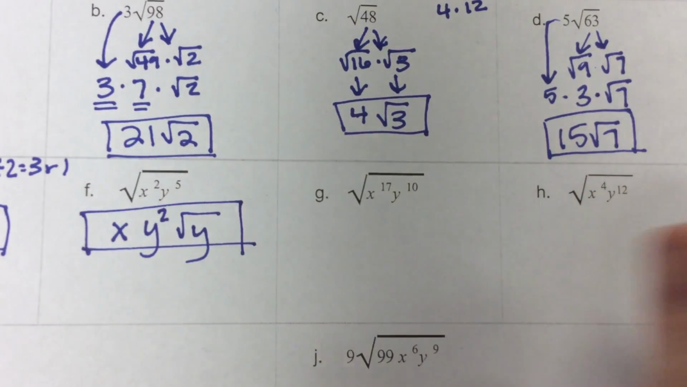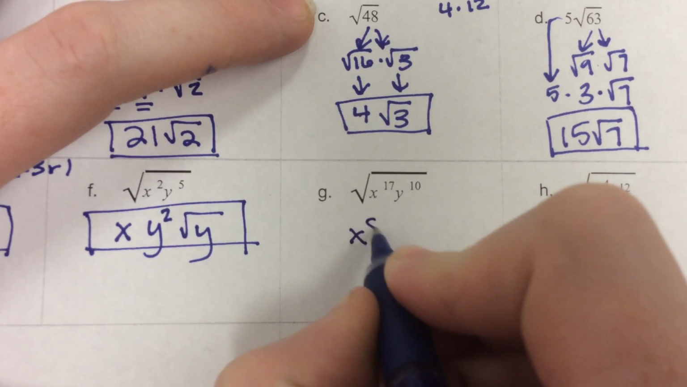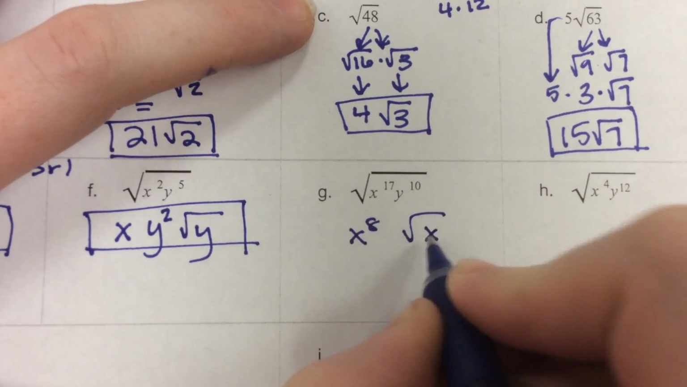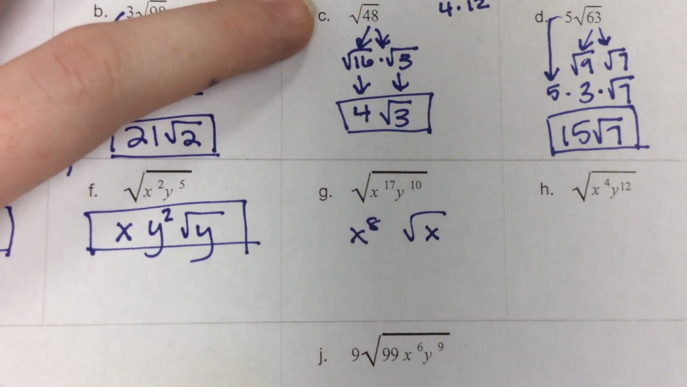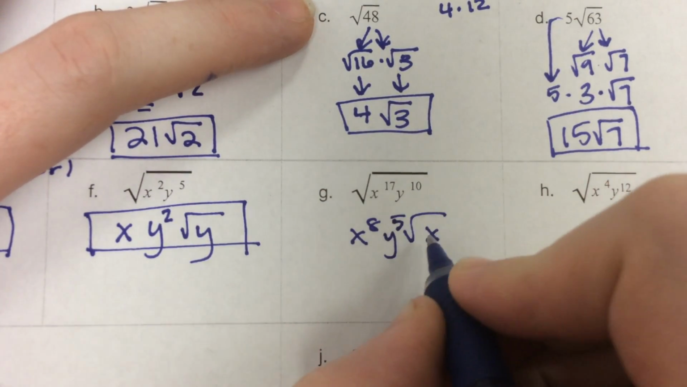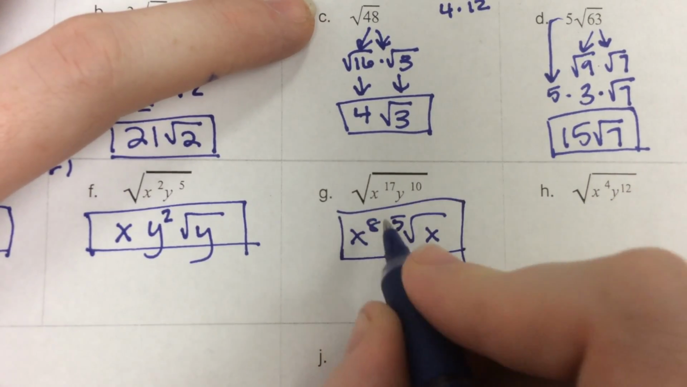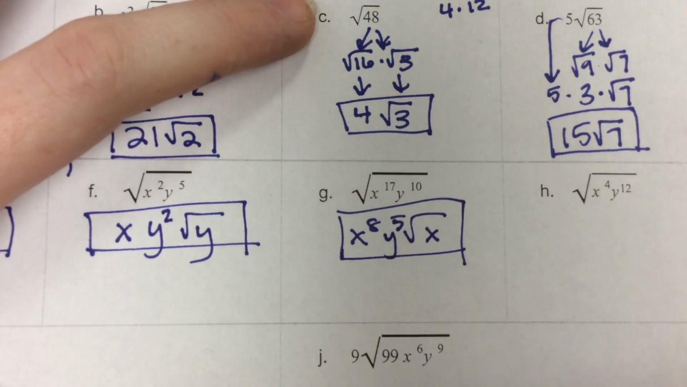Okay. The next one, you're looking at how many times does 2 go into 17? 2 goes into 17 8 times with 1 remainder, so you have x to the 8th left out here and 1 remaining inside. Then how many times does 2 go into 10? 5 times, so you have a y to the 5th out front with no remainders. So we have an x to the 8th, y to the 5th times the square root of x.